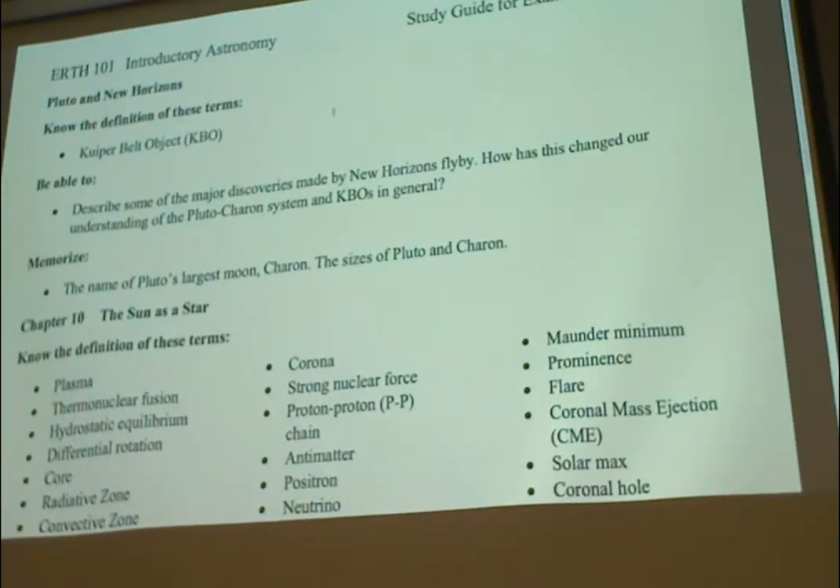Describe some of the major discoveries made by New Horizons. When it flew past Pluto, it discovered that Pluto is alive. It's got some interesting things going on. There are hardly any craters, which means the surface is fresh and new. It has a giant glacier made of nitrogen ice. It has mountains made of water ice. It has so many interesting features. We can't even explain them all. It's got plains and mountains and dunes and really interesting things.